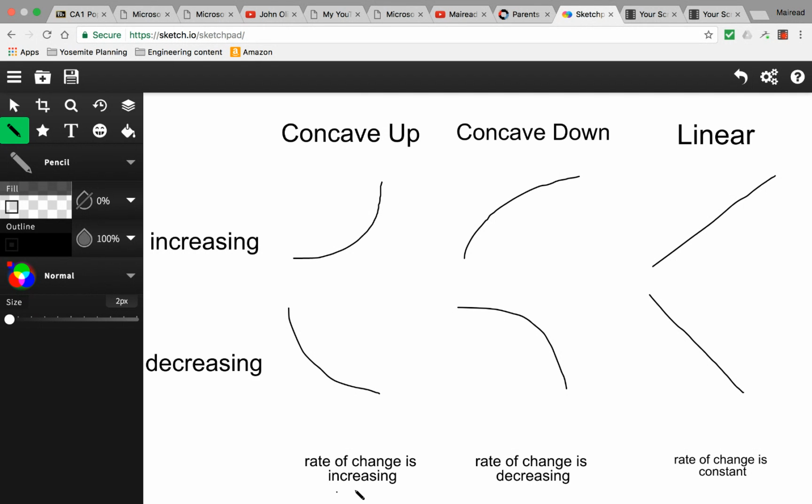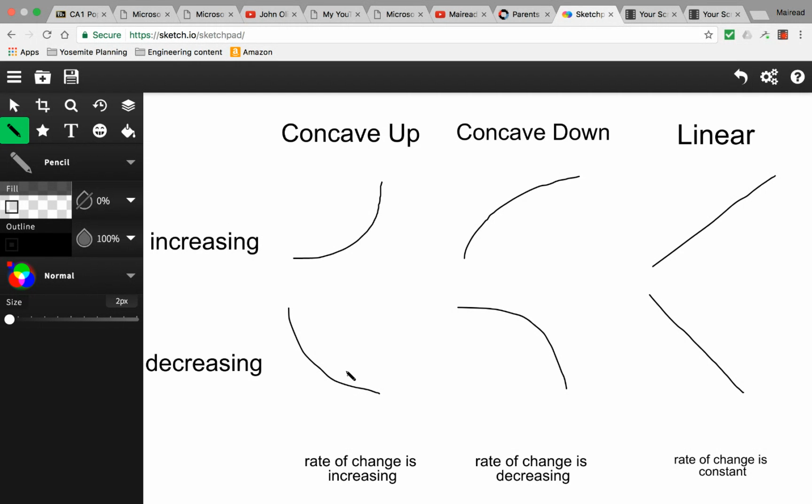Notice for our rate of change, for the concave up, our rate of change is always increasing. So it's either positive and getting more positive because it's getting steeper along here. So steeper means my rate of change is increasing in the positive direction. Or it's negative and getting less negative, which again means the rate of change is increasing. And that's sort of the tricky one.